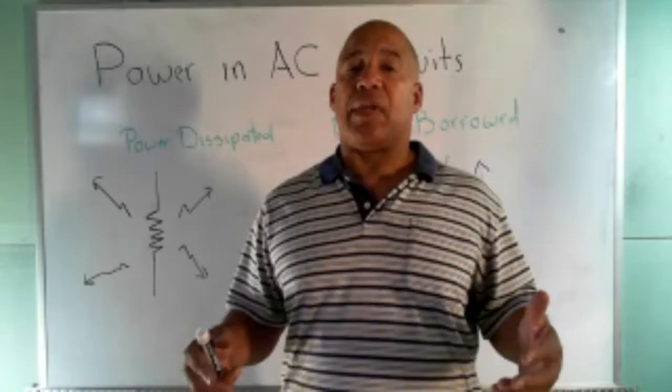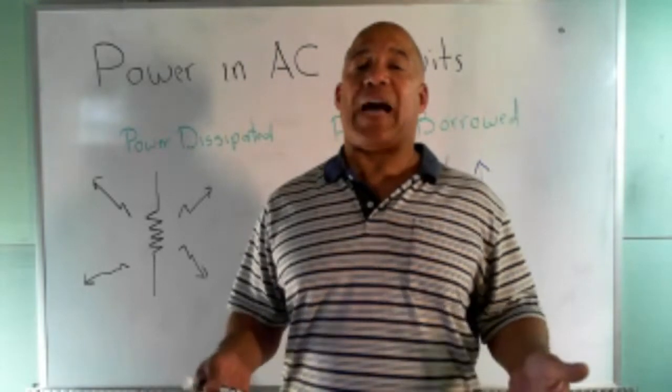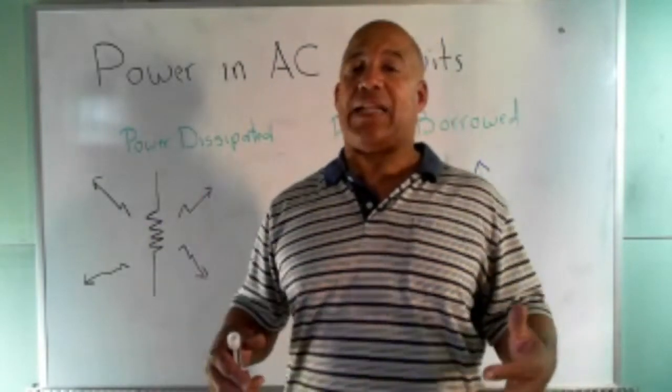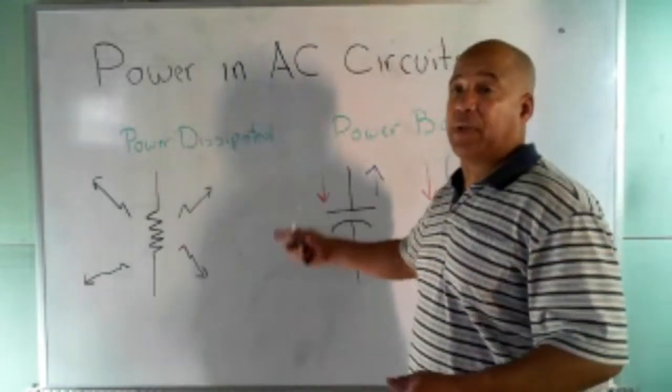So usually what we want to do, if we have some kind of circuit, is try to make it as resistive as possible. And sometimes you can't do that by just adding more resistance to the circuit. Sometimes what you've got to do is remove some of the reactive power.